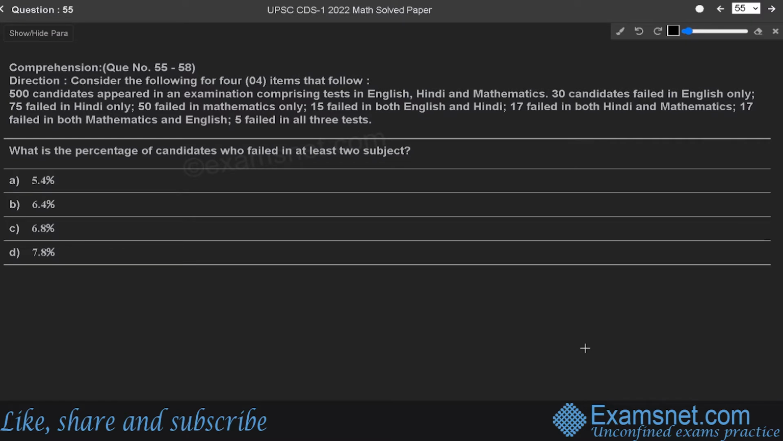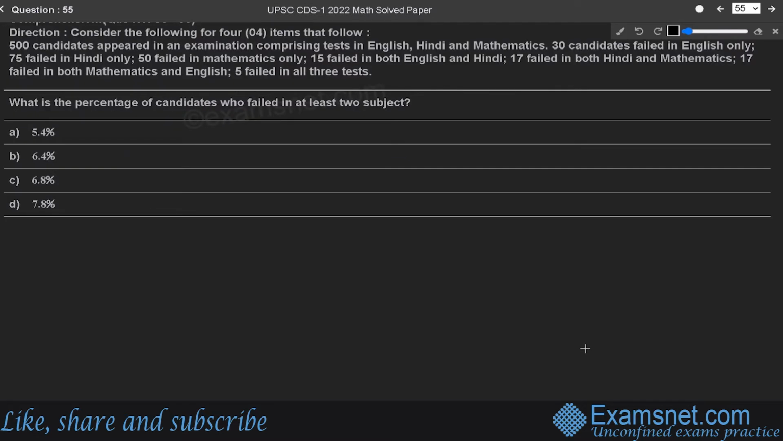50 failed in mathematics only. 15 failed in both English and Hindi. 17 failed in both Hindi and mathematics. And 17 failed in both mathematics and English. And there are 5 candidates who failed in all the 3 subjects. So for the first part, we have to find what is the percentage of candidates who failed in at least 2 subjects. Let us understand this question by making a Venn diagram.